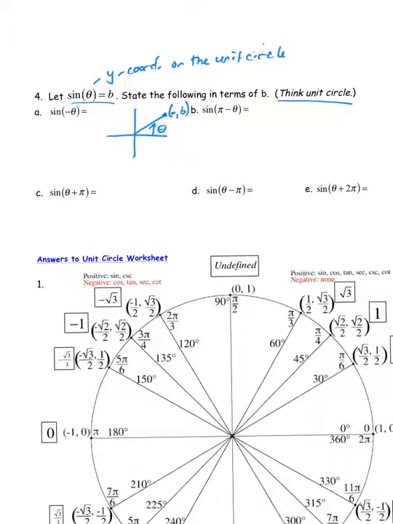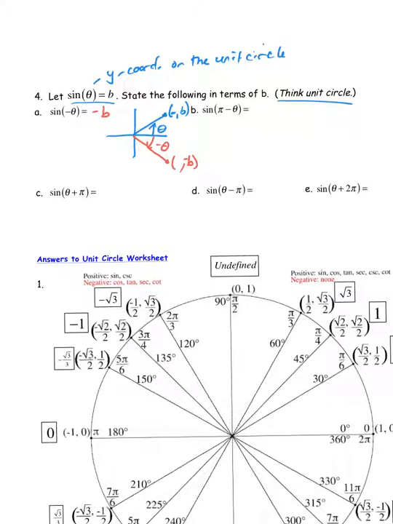If I sketch in now negative theta, so I'll draw that in here. Negative theta is the same amount of rotation, but in the opposite direction. And I want to know the sine of negative theta. I can think about what that y-coordinate will be. And here we can see that's a reflection over the x-axis. So its y-coordinate of that point would be negative b. So sine of negative theta is negative b.